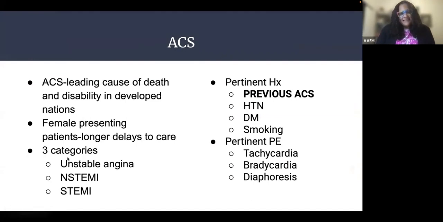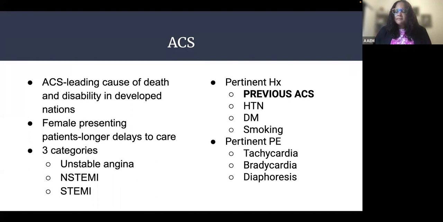Now let's talk about ACS. A lot of ACS presents as shortness of breath. And remember that ACS is the leading cause of death and disability in developed nations. Female presenting patients have longer delays to care. And this is very, very, very important because most studies on ACS were retrospective studies, and the patients involved were cis white men. So a lot of the data that we have doesn't reflect a large subset of our population.